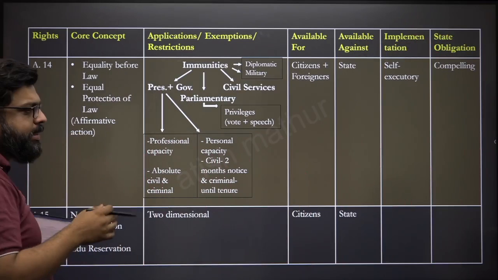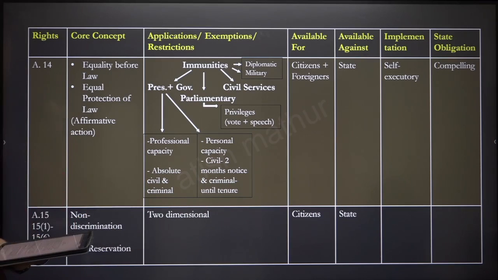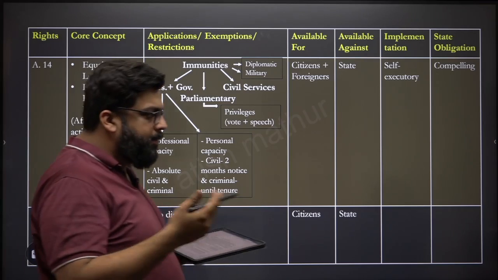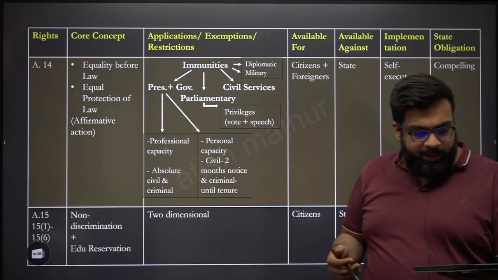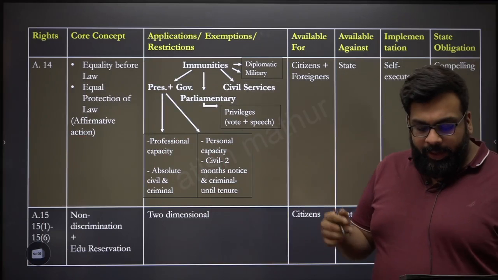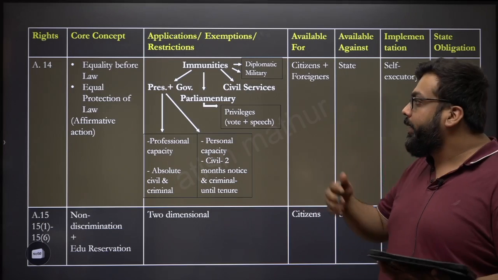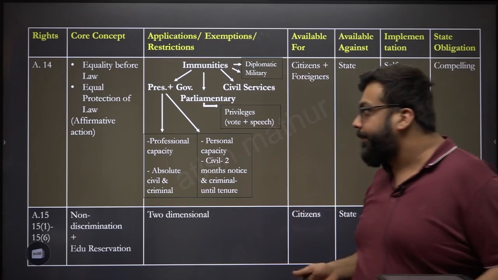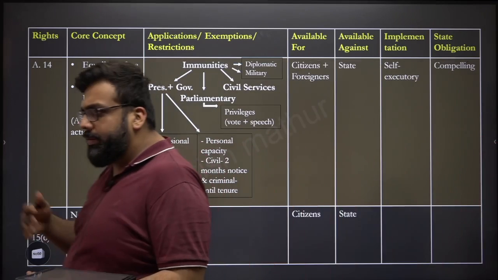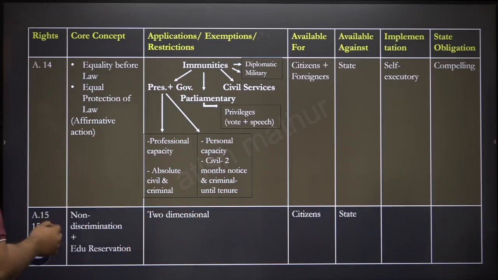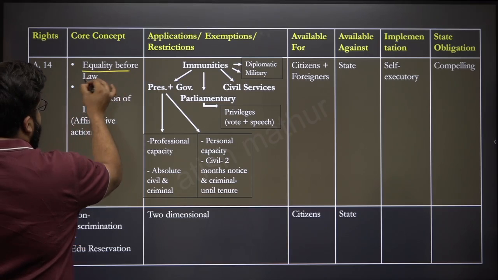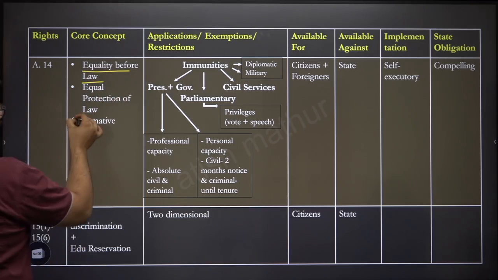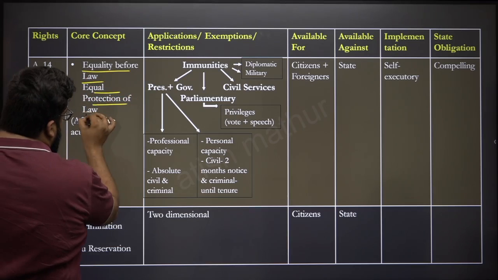So Article 14 is the simplest right and also one of the most powerful rights in Part 3. Very simply, it says, the state shall not deny to any person equality before the law or equal protection of the laws within the territory of India. Now, territory of course means the domestic physical territory. There are two concepts that originate from Article 14. The first is something called equality before law, and the second is equal protection of law.